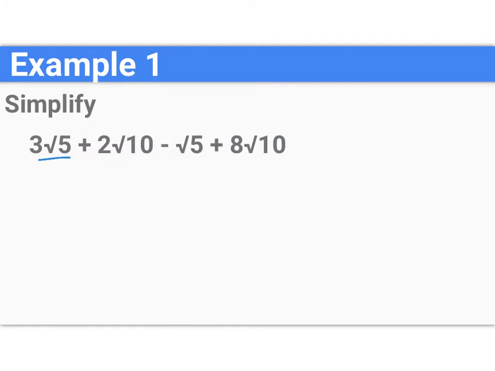3 root 5 minus 1 root 5 comes to 2 root 5, plus root 10 and 8 root 10 become 10 root 10. Now, I really don't remember with roots if the lower number is supposed to go first, like in alphabetical order with variables, or the higher one is supposed to go first. So I'm just going to leave it like this. I'm not sure how your teacher is going to ask for it or what your book says.